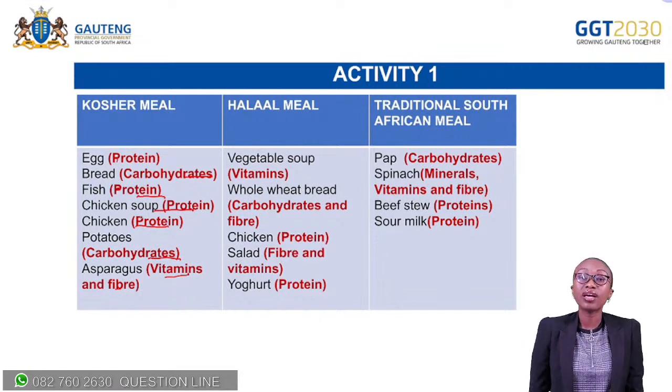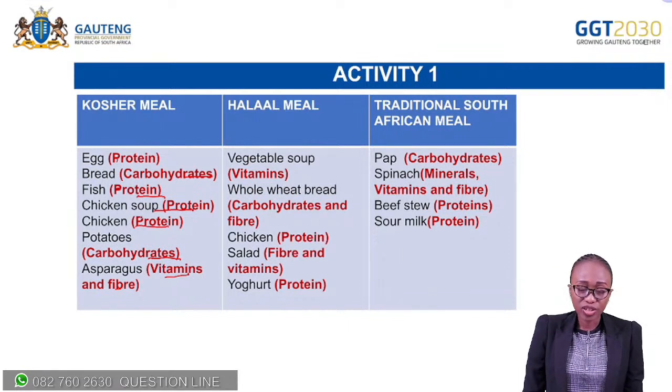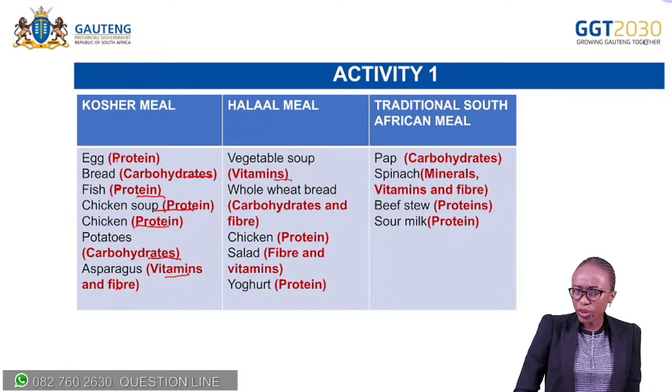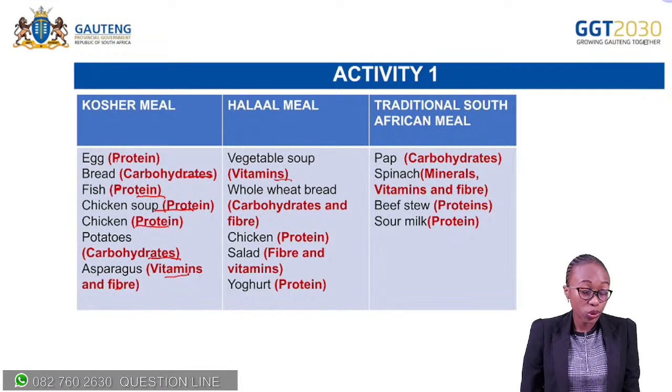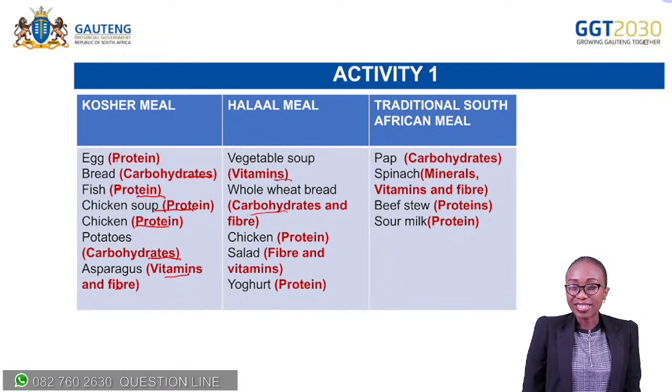Let's move on to the halal meal. Which nutrients do we find in the halal meal? So we had vegetable soup. We find vitamins in the vegetable soup. We also had whole wheat bread. So what do we find in whole wheat bread? There's actually 2. There is carbohydrates and fiber. And then chicken. Which nutrient do we find in chicken? We have proteins.